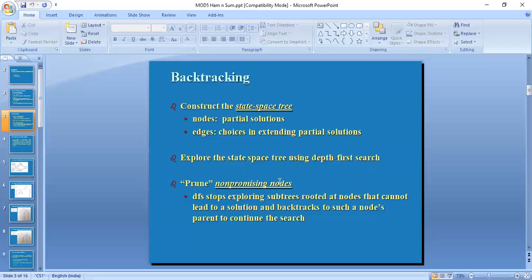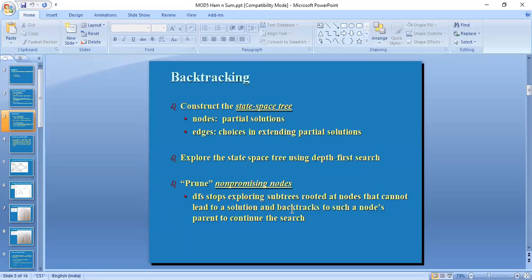Yesterday we have seen that a state space tree will have a set of nodes as well as edges. The nodes are considered to be the partial solution. And what are the edges all about? There are various choices. You can opt for any choice. We will be going one after the other, seeing all the choices which will extend our partial solution.